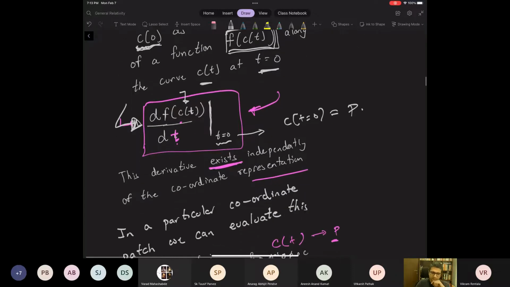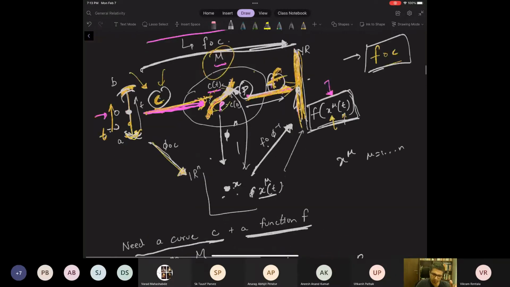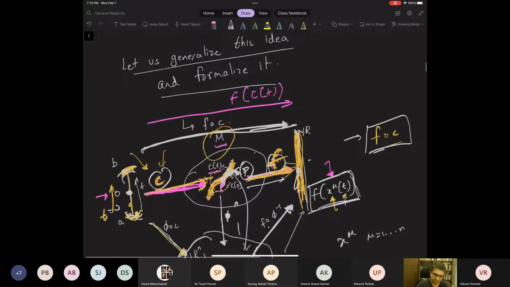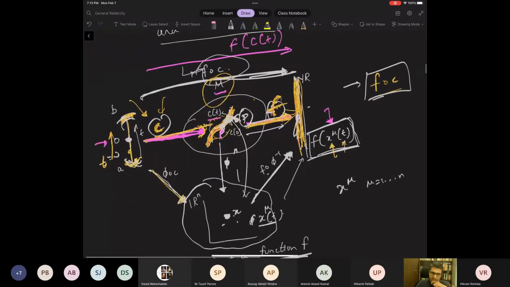So we want to define this derivative at this point, and this will give us a notion of a vector. Now the point is that this derivative exists independently of the coordinate representation. No matter what coordinates you choose on this coordinate patch to describe this point P, this derivative is a derivative of a function, f circle C, which is the map from the open interval (a, b) to real numbers. It is a function from real numbers to real numbers, so you can differentiate it.